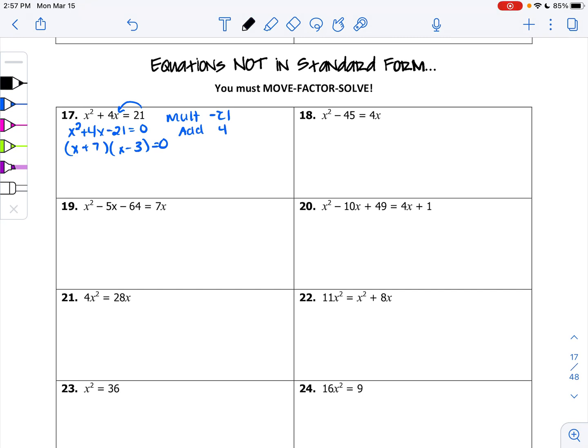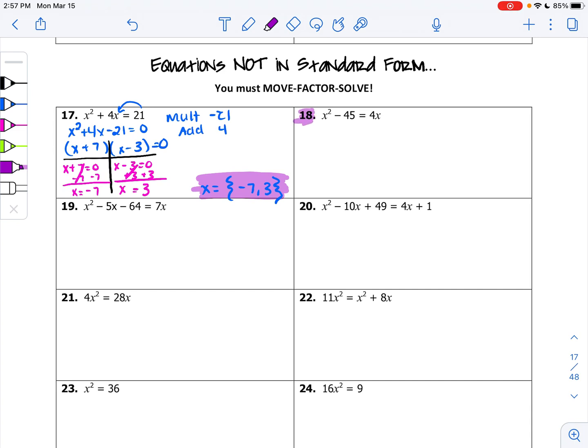Once it's factored completely, we'll go ahead and set up our table, and we'll set each factor equal to 0. So x plus 7 equals 0, and x minus 3 equals 0. And then we'll solve each side of our table. We'll subtract 7 from both sides, and we find that x equals negative 7. On the right, we'll add 3 to both sides, and we find that x equals 3. So our solution is x equals negative 7, 3. And again, we can visualize that this parabola would cross our x-axis at 2 points.